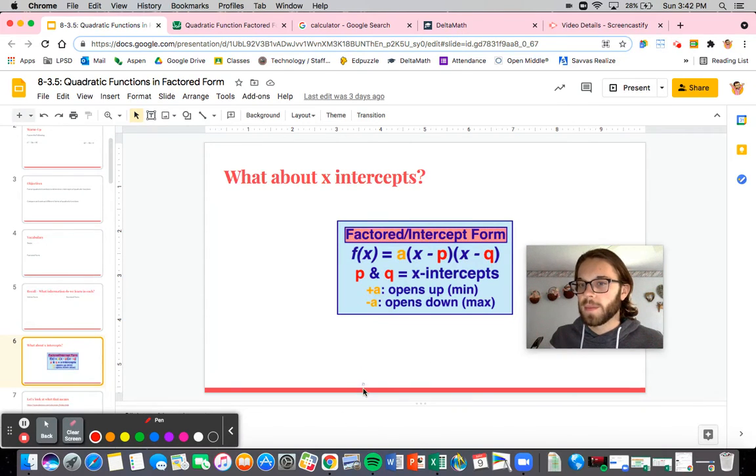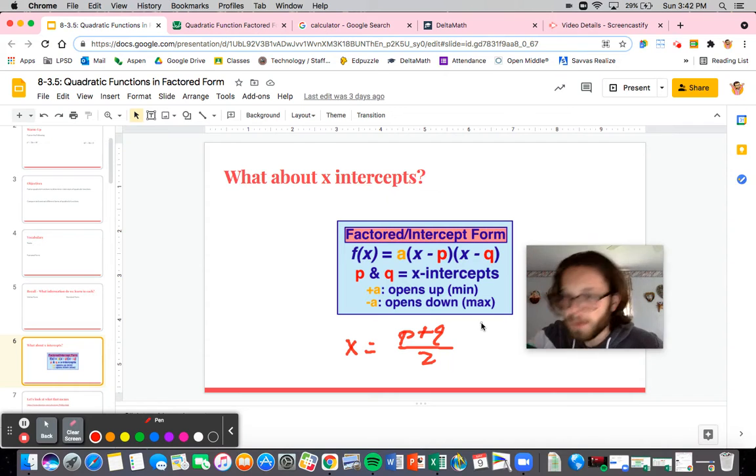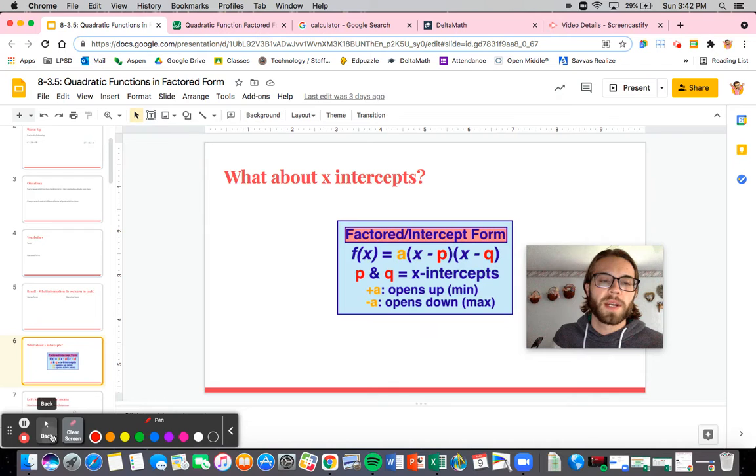As a reminder, last time we talked about how the x value of the vertex is going to be p plus q divided by 2, right? You average p and q, I should say. And then to get the y value of the vertex, you just plug in whatever you get. So let's say you get 3, plug it in, solve for f of 3.